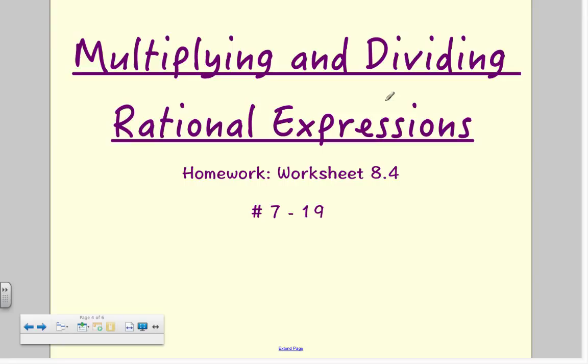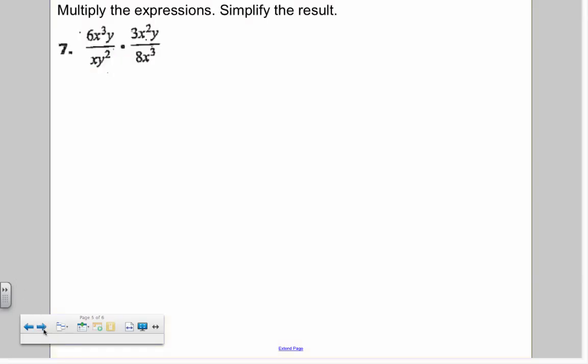This is from the same worksheet as last time, but now numbers 7 through 19. So let's take a look at number 7. We need to multiply the expression, then simplify the result. So we're going to multiply first using what we know about our fraction rules, and then simplify using the method before where we were canceling out common factors.